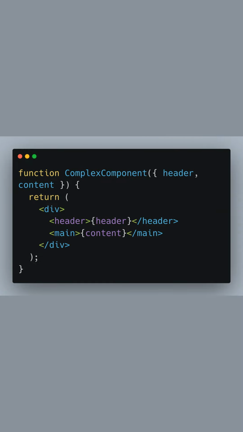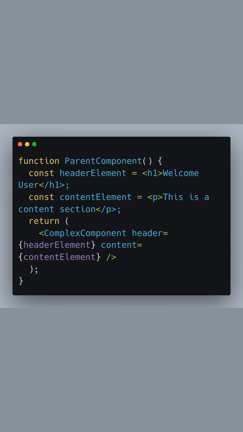Now let's complicate things a bit. Here's another child component called ComplexComponent. This one accepts two props, header and content. With this setup, we can customize different parts of ComplexComponent by passing different elements for the header and the content. Back in the parent component, let's say we define two constants, headerElement and contentElement, each containing different JSX elements. We then render ComplexComponent and pass these elements as props.